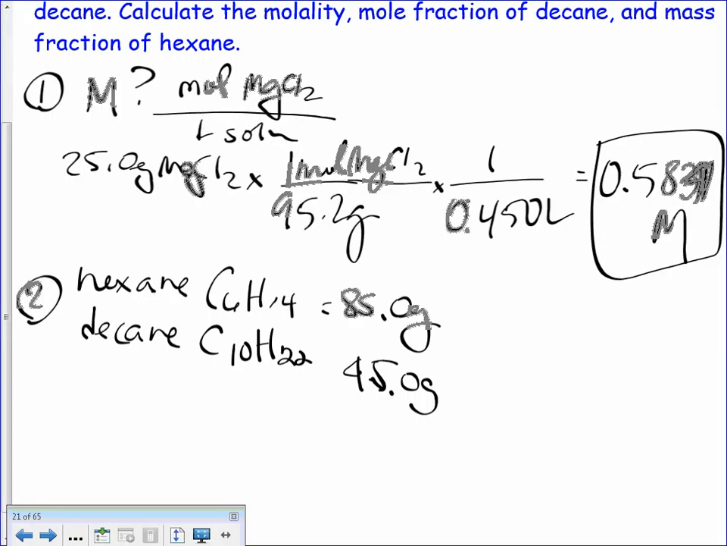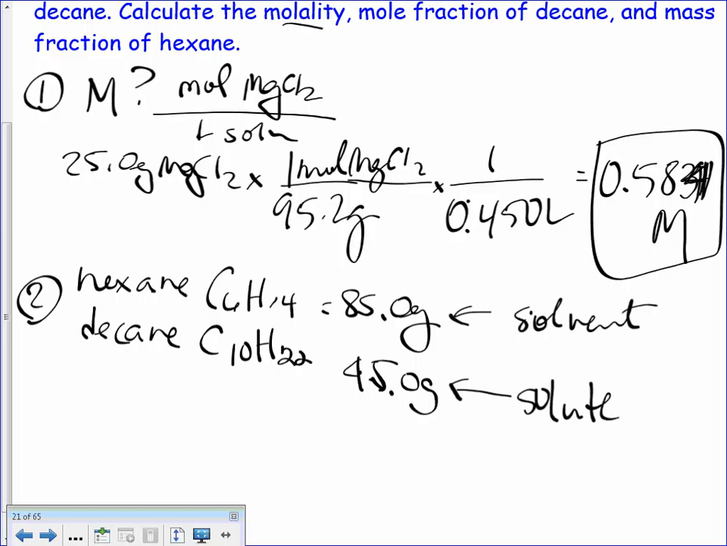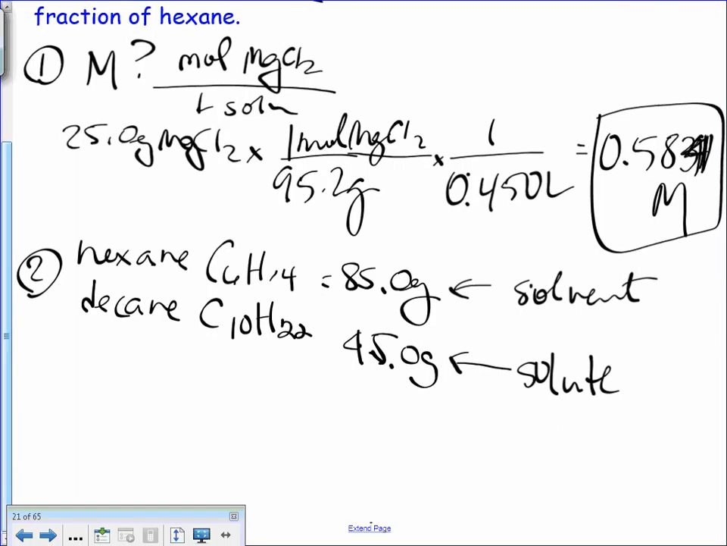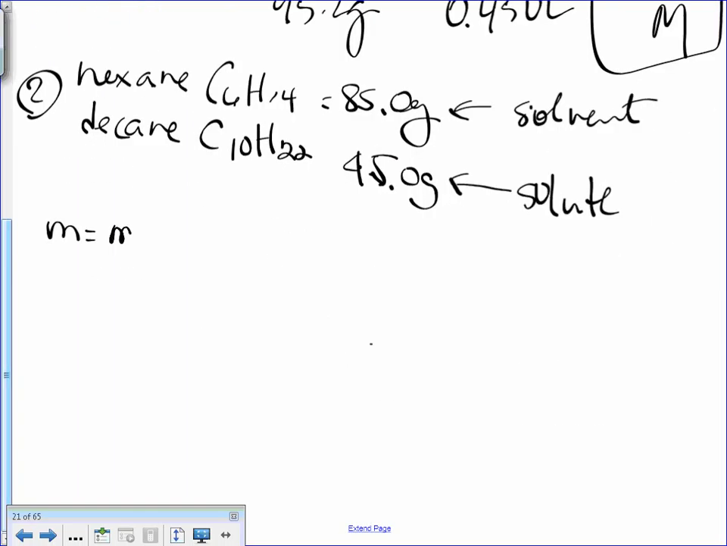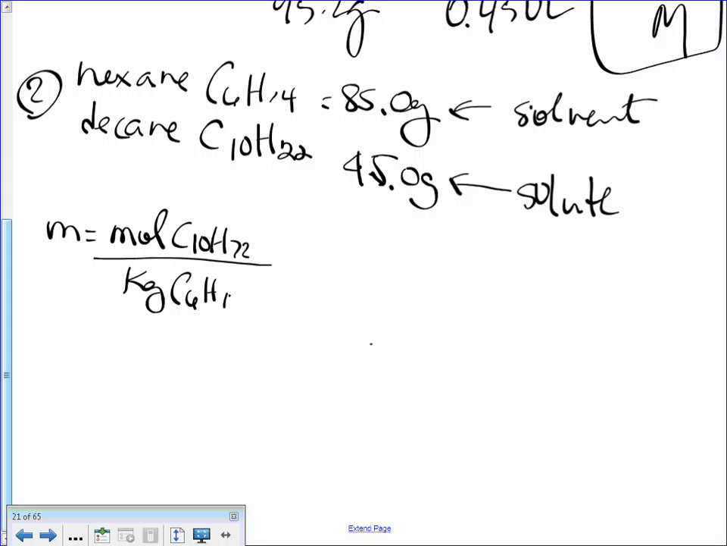So you guys tell me, how am I approaching molality? What am I looking for first? Okay, so who's a solute? Right, so does everybody's clear? This is the solute here. If you have to make your own decision, you look for the lesser amount. And this is considered the solvent. Okay, so molality, here we go. Molality is moles of what? So decane, right? Over kilograms of solvent, so you notice that you're doing solvent here, not solution total.